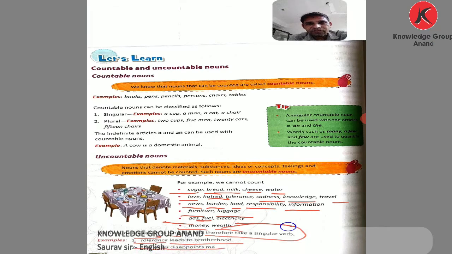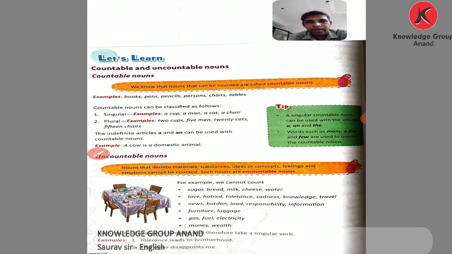So these are the nouns we cannot count. This is included in uncountable nouns: money, gas, water, oil. These things we cannot count. Happiness, sadness, we cannot count them. Now come to the next page.